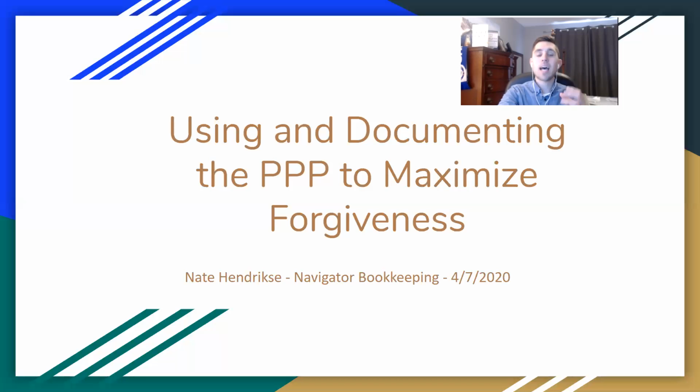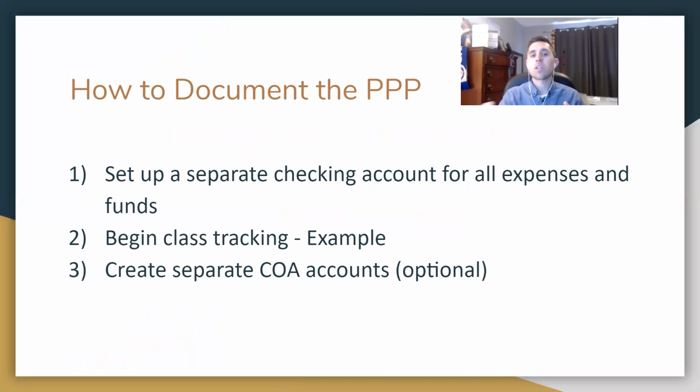But the second thought is, how do we best document this? So here's a couple thoughts I have. First of all, I think it's really important that there's a separate checking account where these funds go into. If you have both the PPP and the EIDL, I would say get two separate checking accounts. It's not hard to set them up online these days. So set those up. Even if they're going to charge you a monthly fee, I think it's really worth it if you're going to get these funds forgiven.